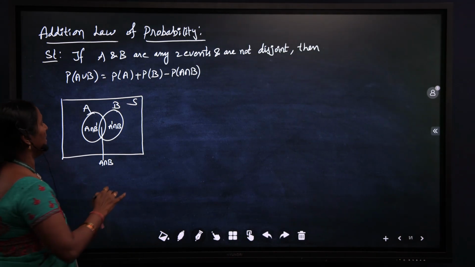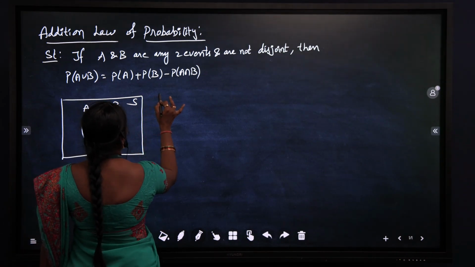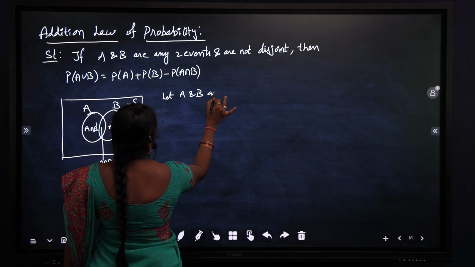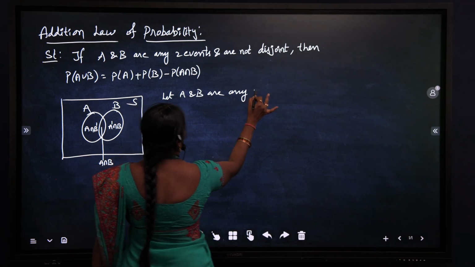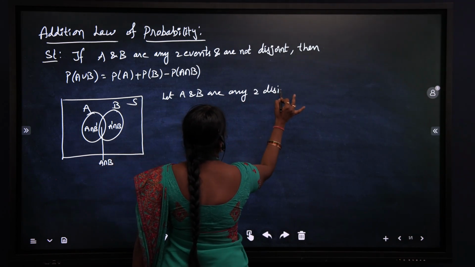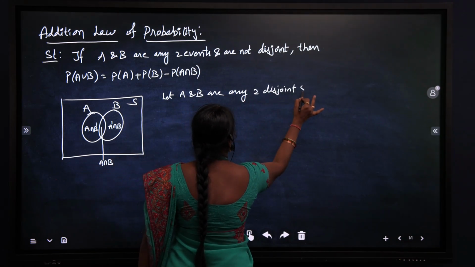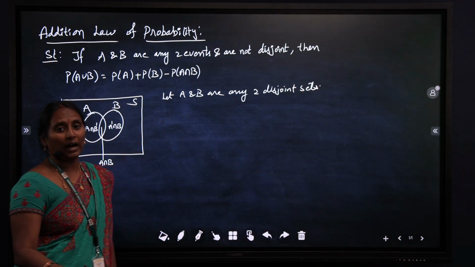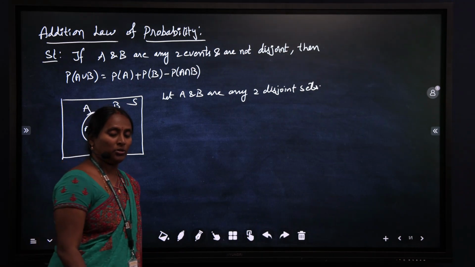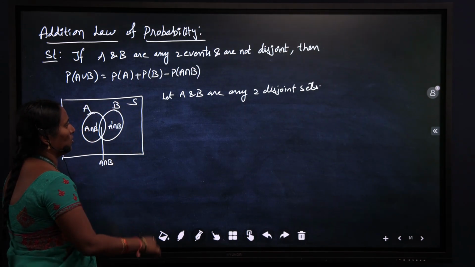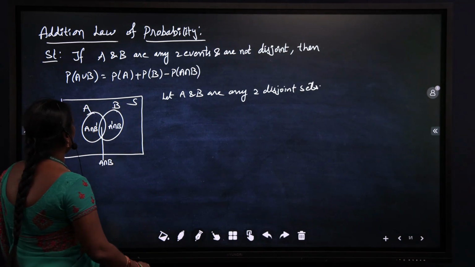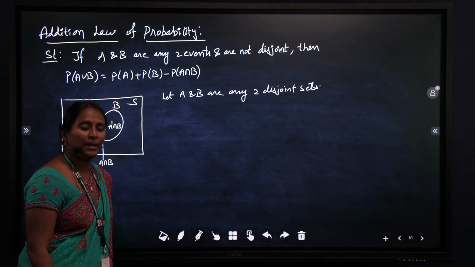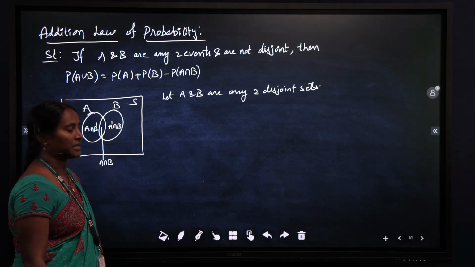Now, in order to prove this statement, let A and B be any two disjoint sets. It means that they cannot both occur at the same time. That is what we call disjoint sets. So now we are going to show that P of A union B is equal to P of A plus P of B minus P of A intersection B.